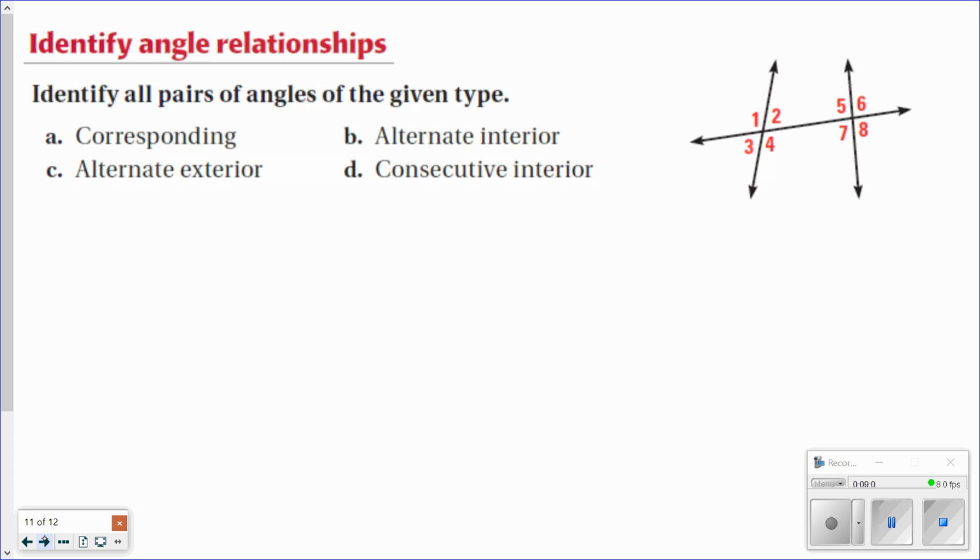Identify all the pairs of the given type. So corresponding is for A, B is alternate interior, C is alternate exterior, and D is consecutive interior. I'm going to pause the video for a second. Hopefully you pause it as well. That way you can kind of name all these different parts on your own and see how you do. So please pause the video.